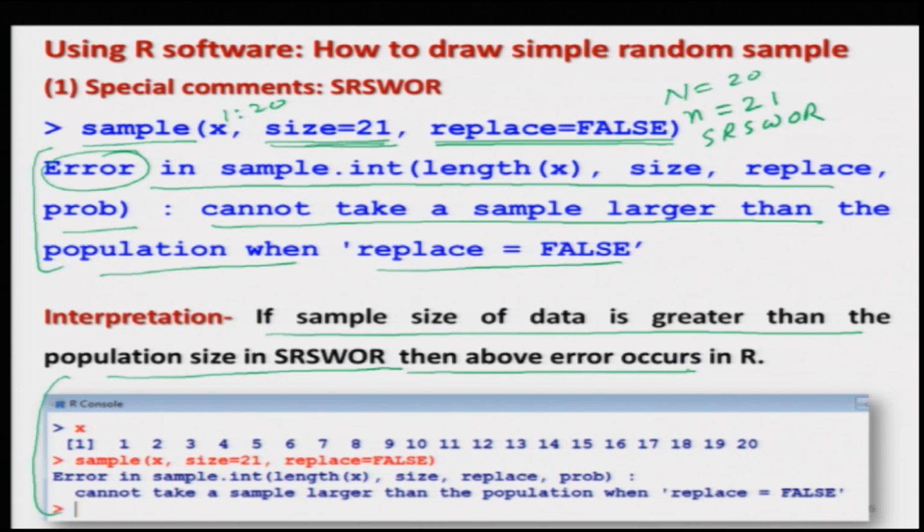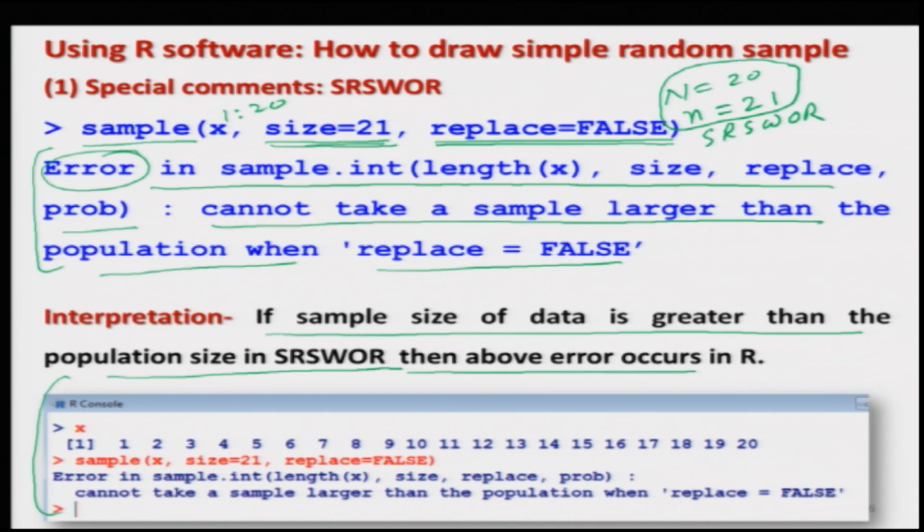But now, my next question to you is, what will happen if instead of using SRSWOR, I use SRSWR, simple random sampling with replacement? What do you think? Is it possible to draw a sample of size 21 from a population of size 20? Please pause the video, think about it for 1 minute and then start the video again.